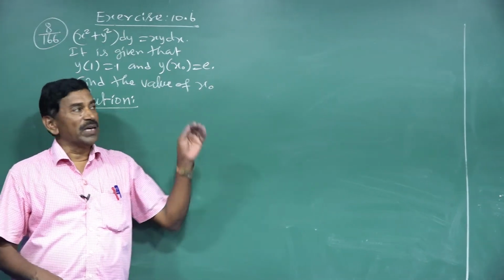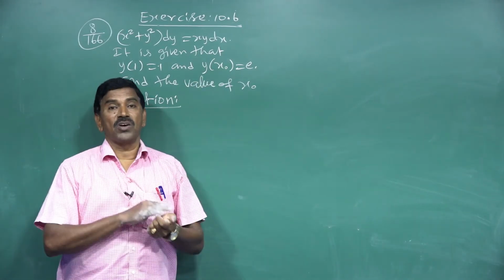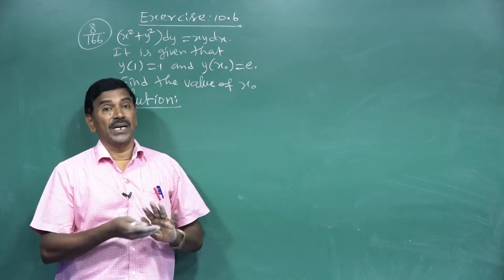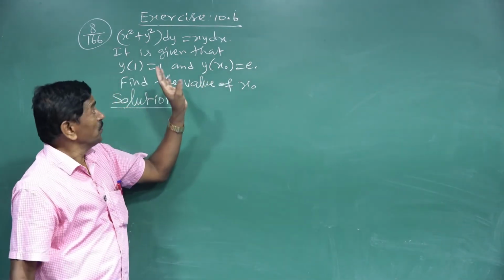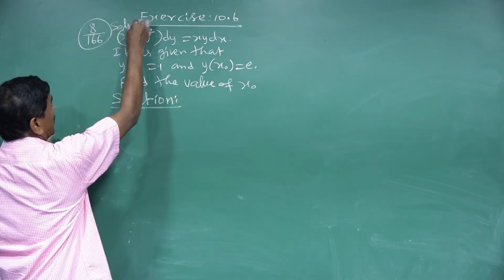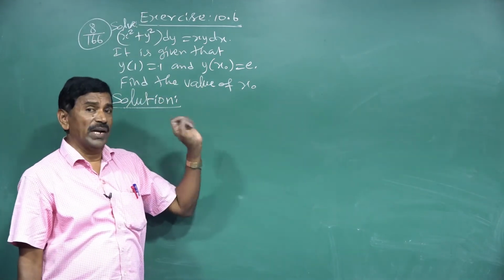Children, listen. Now exercise 10.6, 8th question. In the exercise there are 8 sums and examples 5 sums. I am doing the very difficult questions and the very easy sums are left for you as homework. Now listen, 8th question: solve. As usual, solve is the topic. In the 10th chapter, all the questions are solved. We want to identify the type.